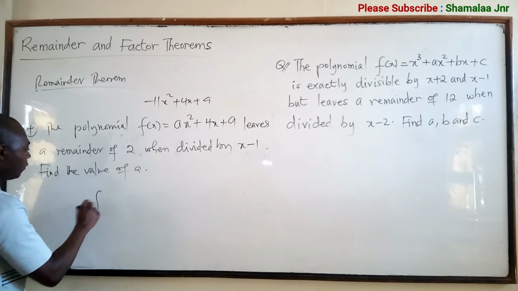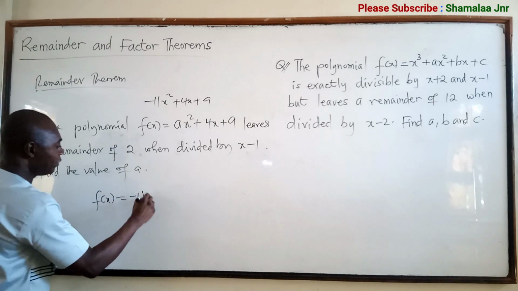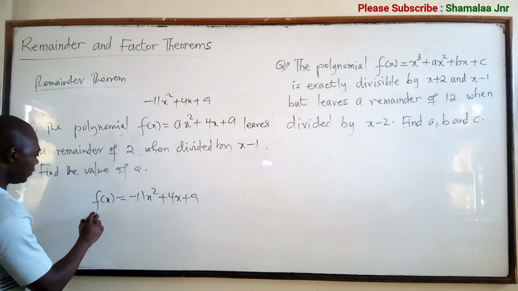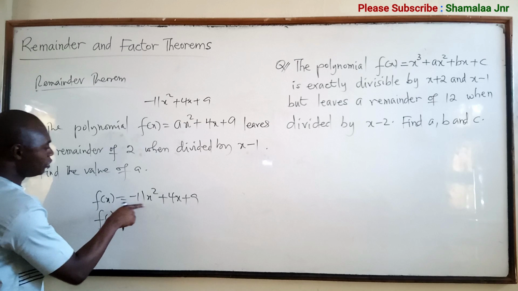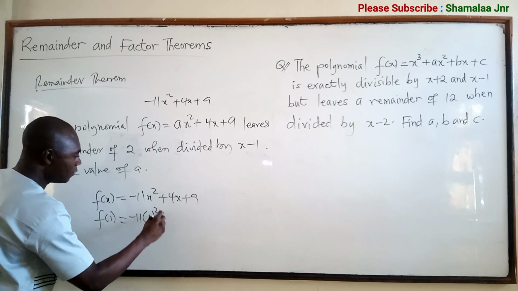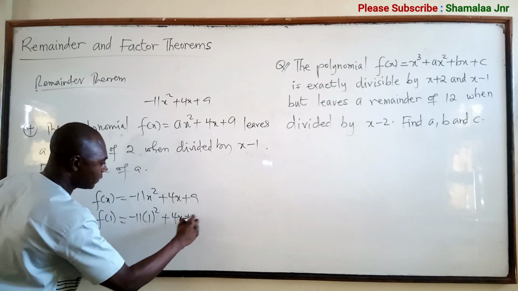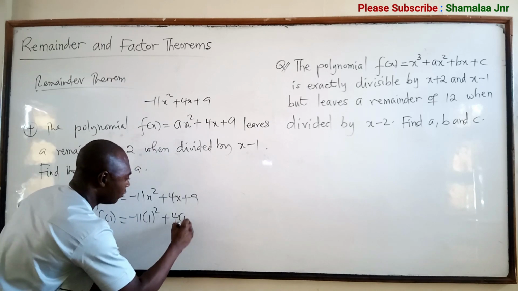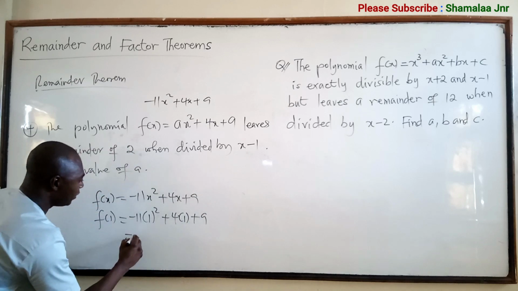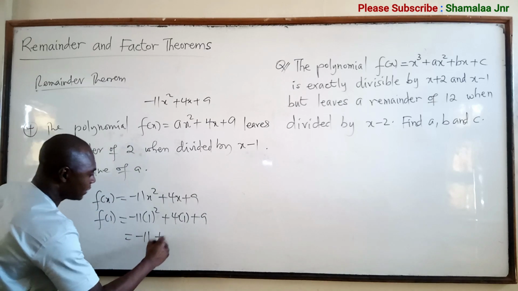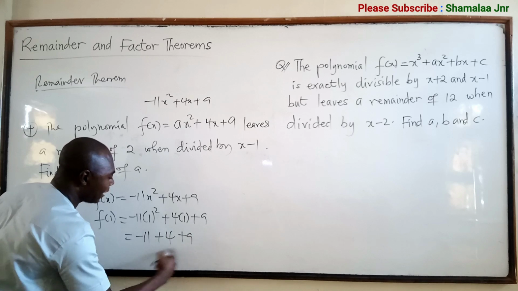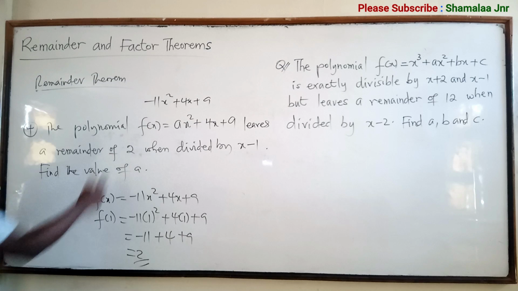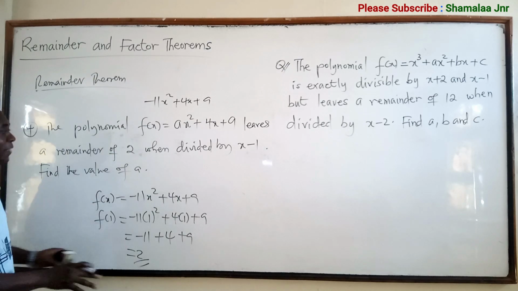So f of x will now be negative 11x squared plus 4x plus 9. Isn't it? So f of 1. When you put 1 here, we're going to have this 4x plus 9. Now, x is 1, so let me put 1 here plus 9. So this one will be negative 11 plus 4 plus 9. 4 plus 9 is 13, minus 11, 2. So viewers, you can see that this is the remainder. So it means that what you have done is correct.